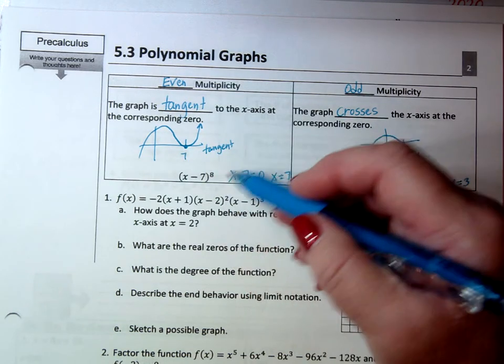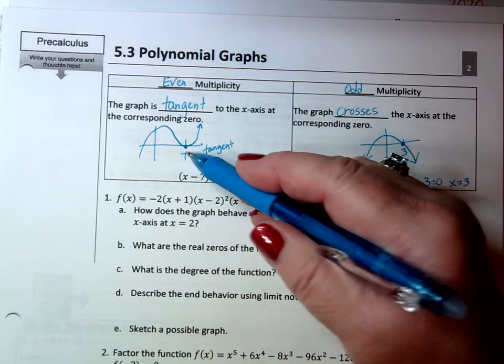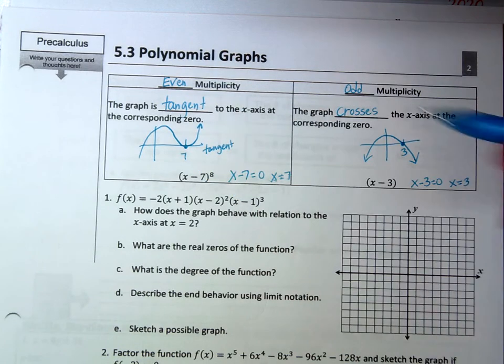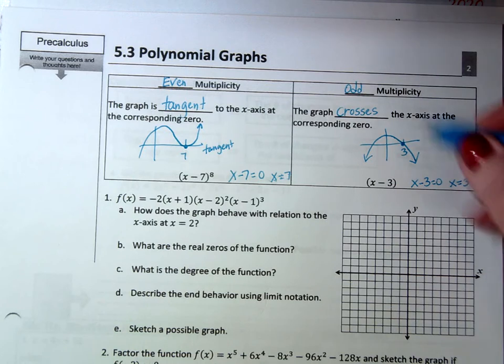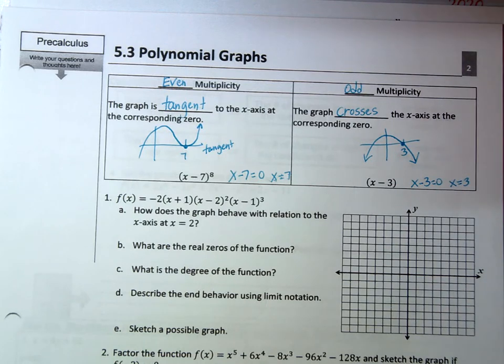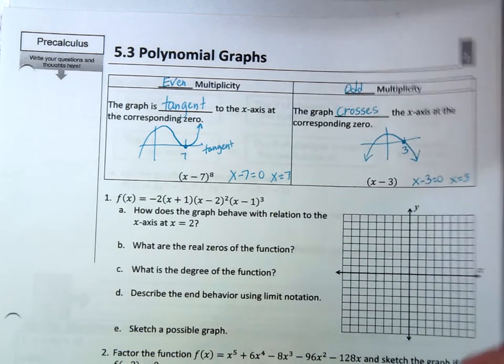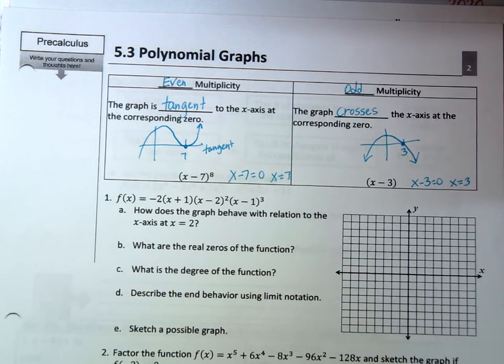So anytime it's an even multiplicity, it stops and turns around. We call that tangent. And anytime it's an odd multiplicity, it crosses over. And so let's put all this together and see if we can put some graphs together of what this looks like. So here comes number 1. If I'm looking at this, how does the graph behave with relation to the x-axis at x equals 2? What are the real zeros of the function? What is the degree of the function? And describe the end behavior using limit notation.